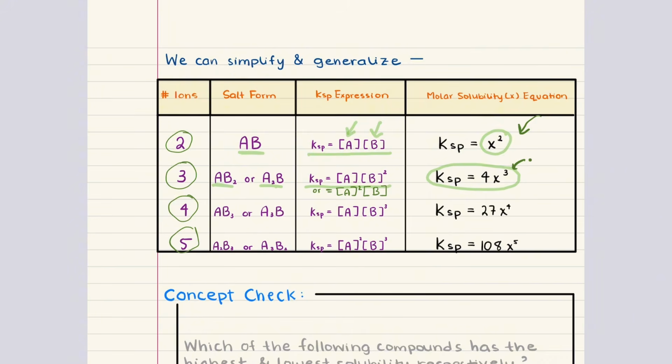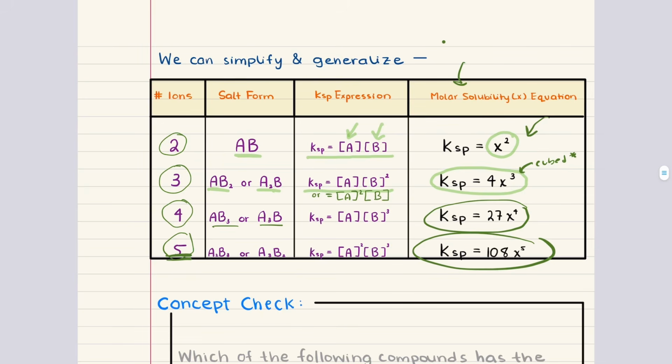Then we can do this for AB3 or A3B. KSP is going to be equal to 27x to the fourth power, and so on. Now, molar solubility is important because it is the measurable concentration that tells us how much solute actually dissolves. And together, KSP and molar solubility allow us to quantify solubility limits and predict precipitation in real chemical systems.